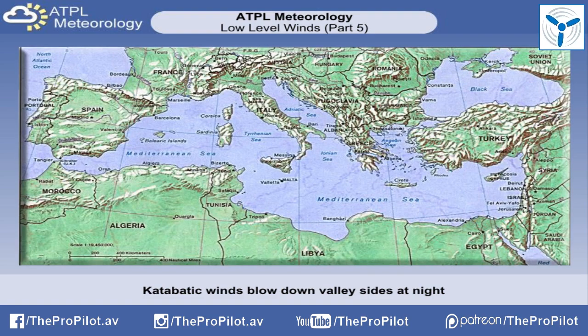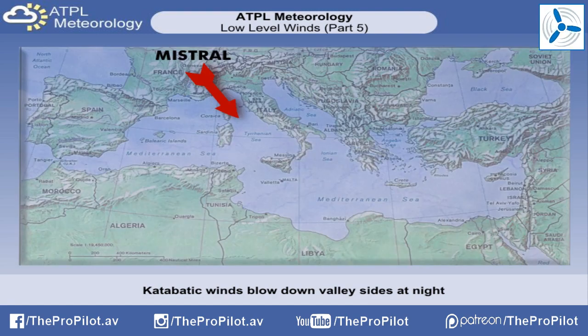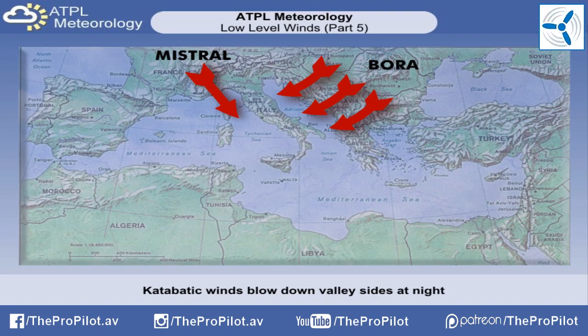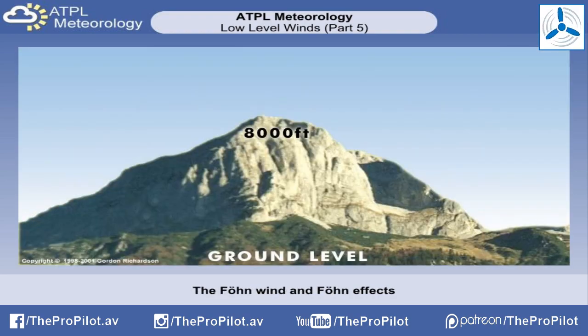Good examples of katabatically induced winds are the Mistral, which blows into the Mediterranean, and the Bora, which blows down the Carpathian mountain range into the Adriatic Sea. The last wind that needs discussion is the Föhn wind. This wind is caused when stable air flows over a mountain and descends down the other side.